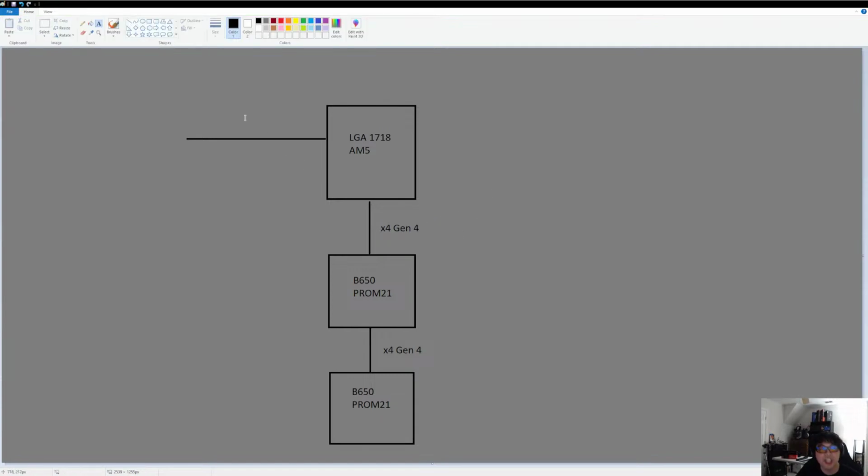Now what is weird about this is the connection here. The interface on the CPU is capable of Gen 5. However, the B650 side can only do Gen 4. So when they talk to each other, they have to auto-negotiate to the lowest common denominator, which means they can only run at Gen 4 speed between the chipset and the CPU.